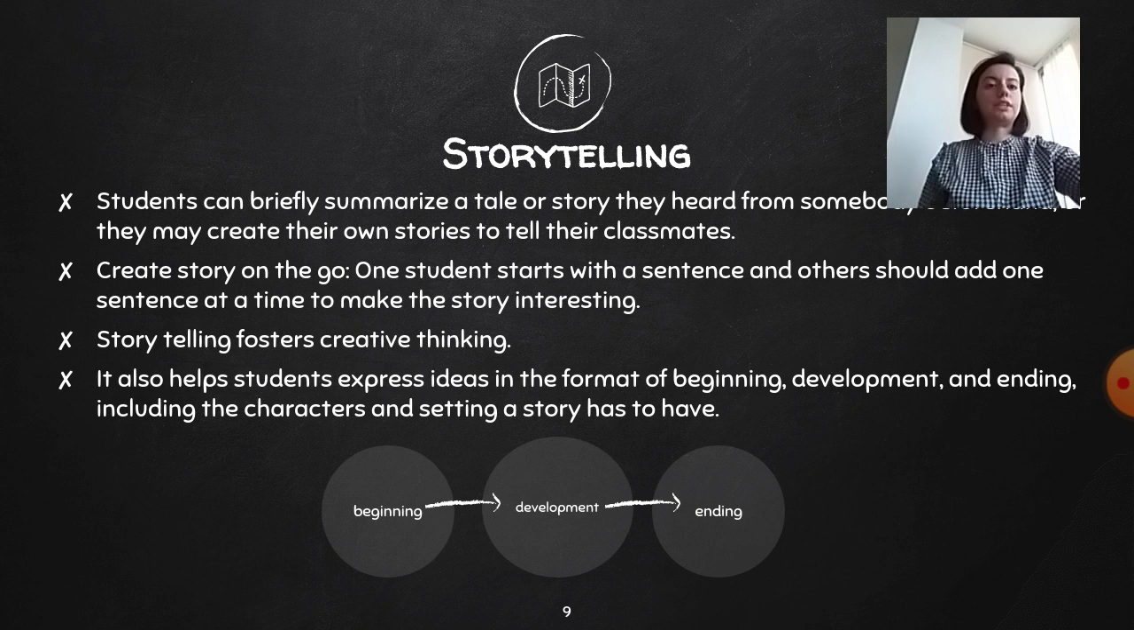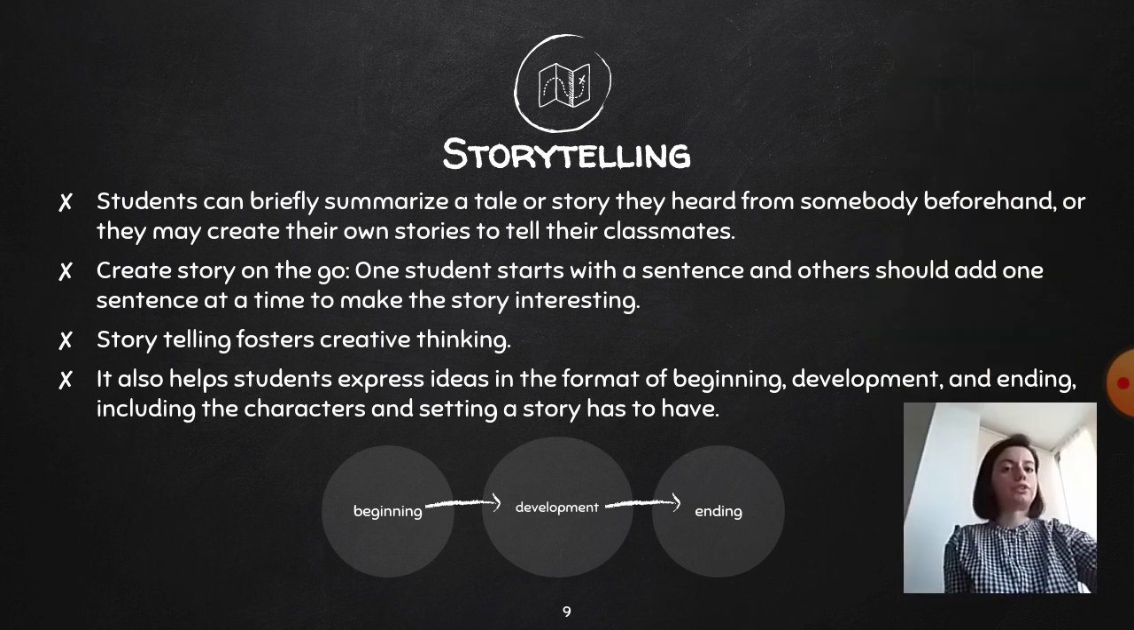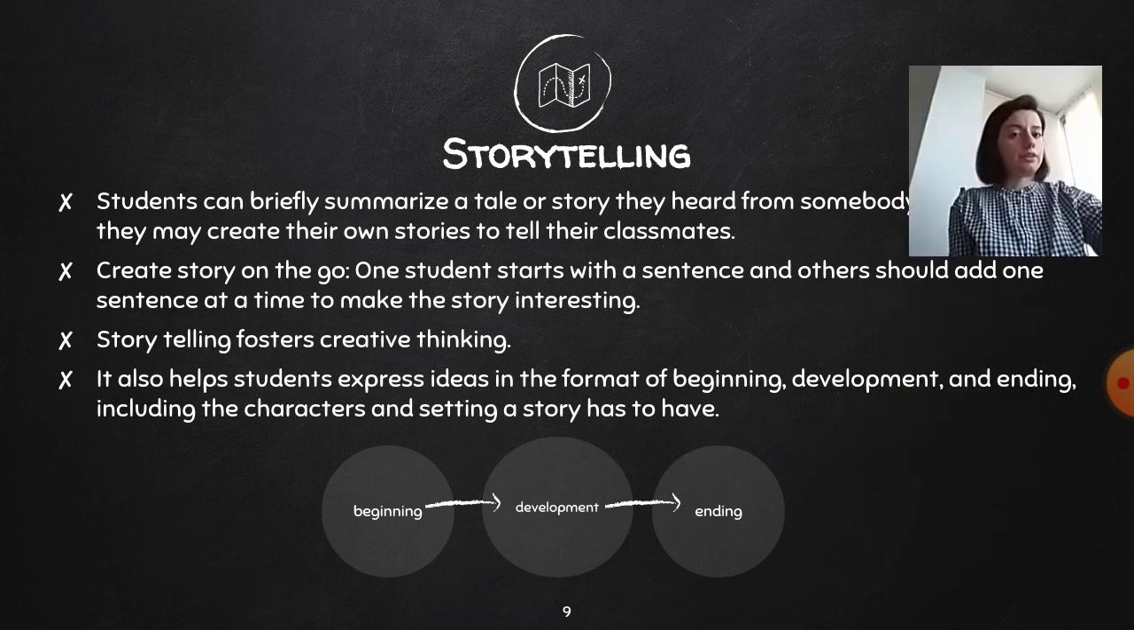Another activity is storytelling. Students can briefly summarize a tale or a story they heard from somebody beforehand, or they may create their own stories. Another take is to create a story on the go. One student starts with a sentence, and others should add one sentence at a time to make the story interesting. This fosters creative thinking and also helps students express ideas in the format of beginning, development, and ending, including characters and setting.